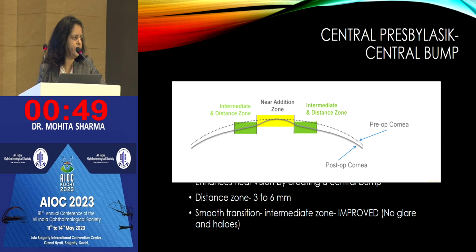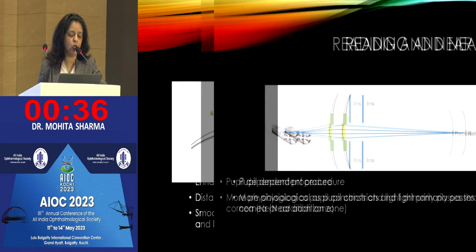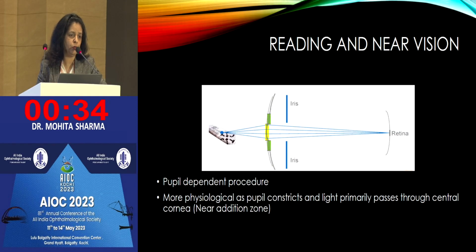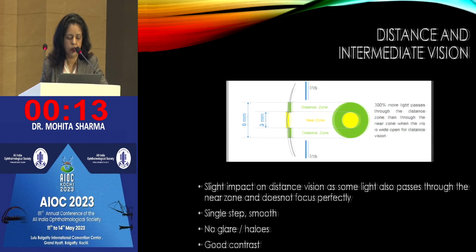So none of our patients we've seen have complained of any glare and halos. Probably the reason is that, though it's a multifocality on the cornea, and that was very much expected, we were also surprised. But probably there is only one single ring there, and not multiple rings, and probably that's why the patients are not complaining of these problems, and they are happier patients. So it's a pupil dependent procedure. And as I said, it is more physiological, because whenever we are reading, the pupil constricts and the central area becomes more active.